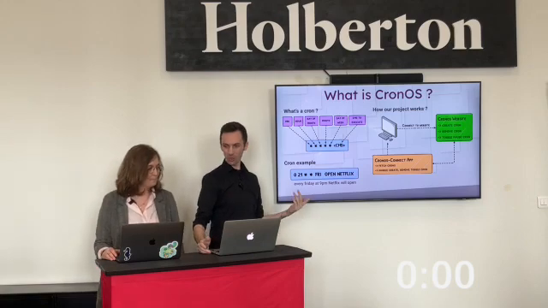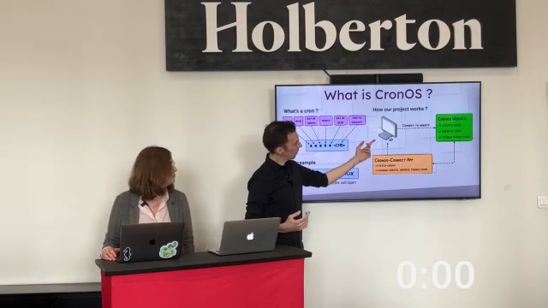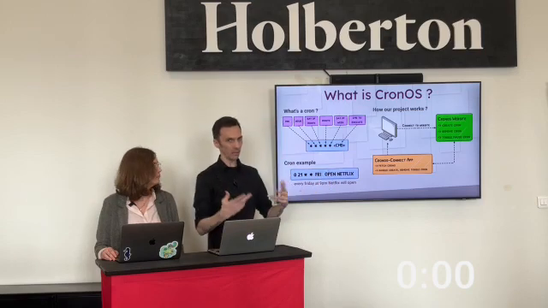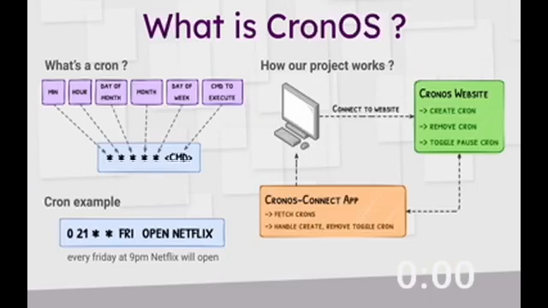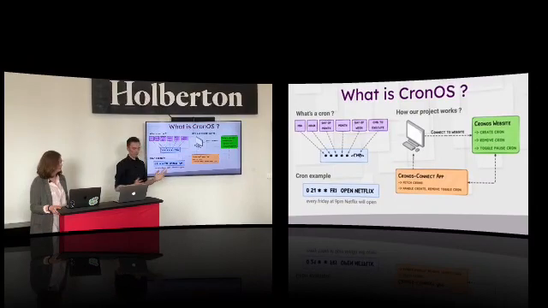And how does the project work? So the user connects to the website and creates his account. He goes to a dashboard where he can create or remove crons, toggle pause, and do lots of other things. At the same time, he launches the application on his desktop computer. He logs into it, and the application will fetch all the crons for this user and handle implementing the automation on the system.